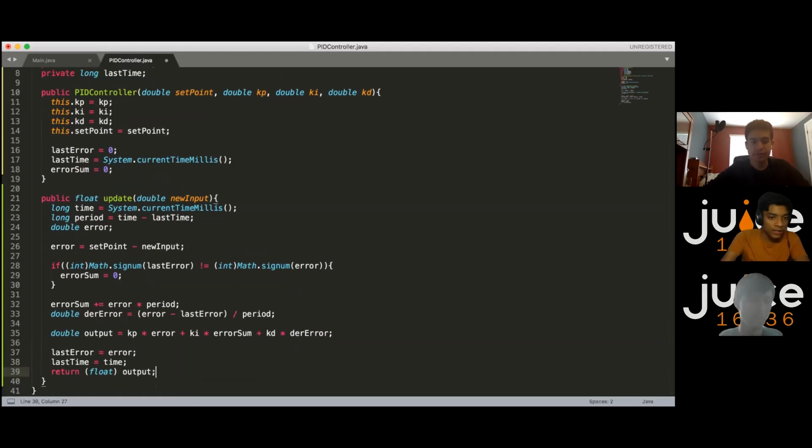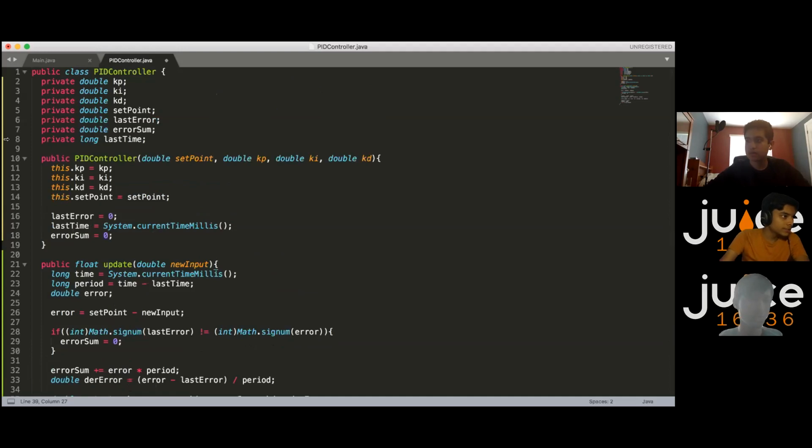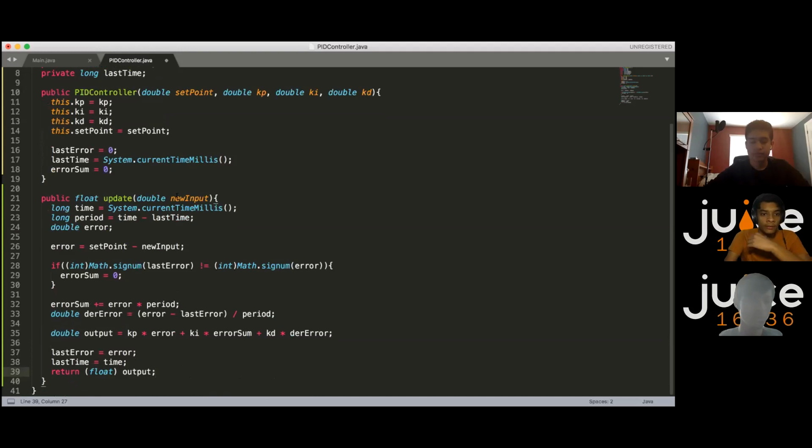I believe that's our entire PID class. That's all the code that you'll need to have to make a PID controller work. Now I'm going to show an implementation of how to use this.